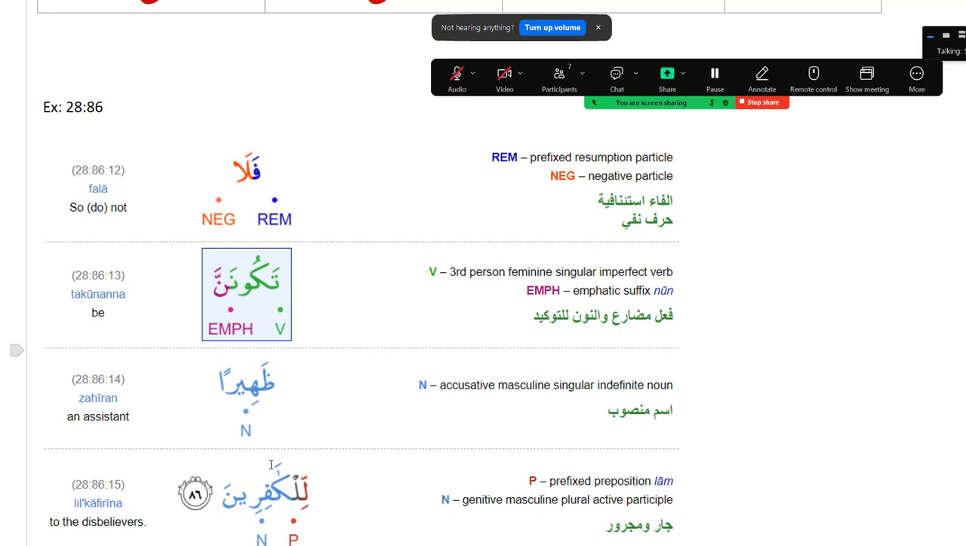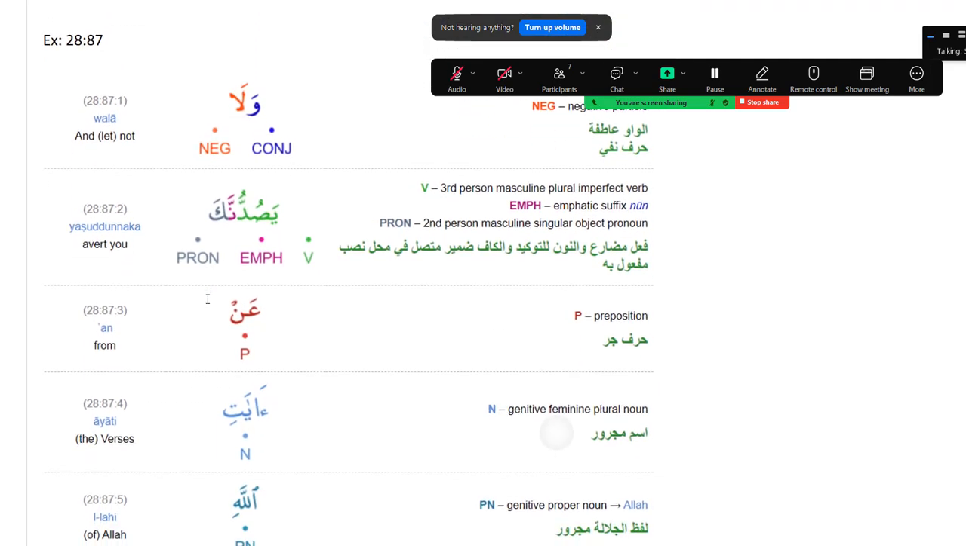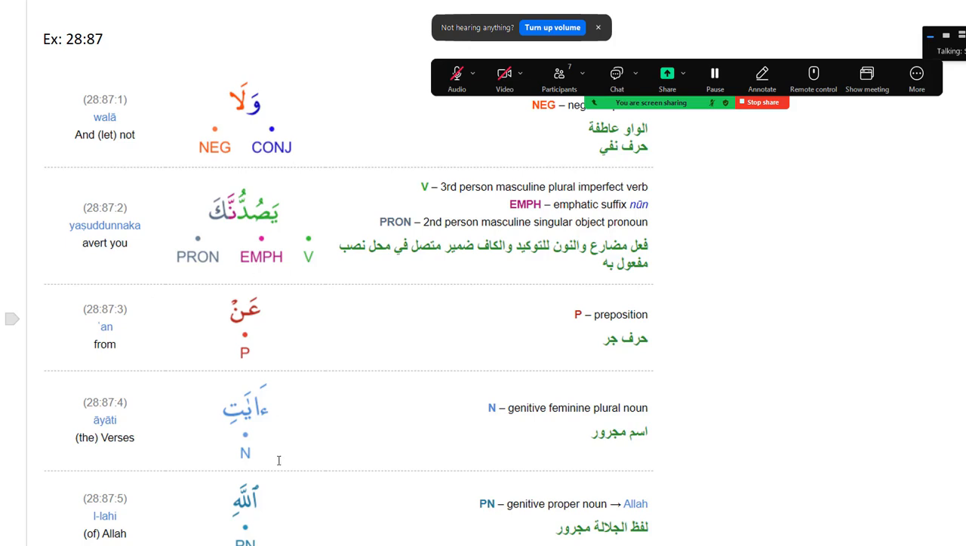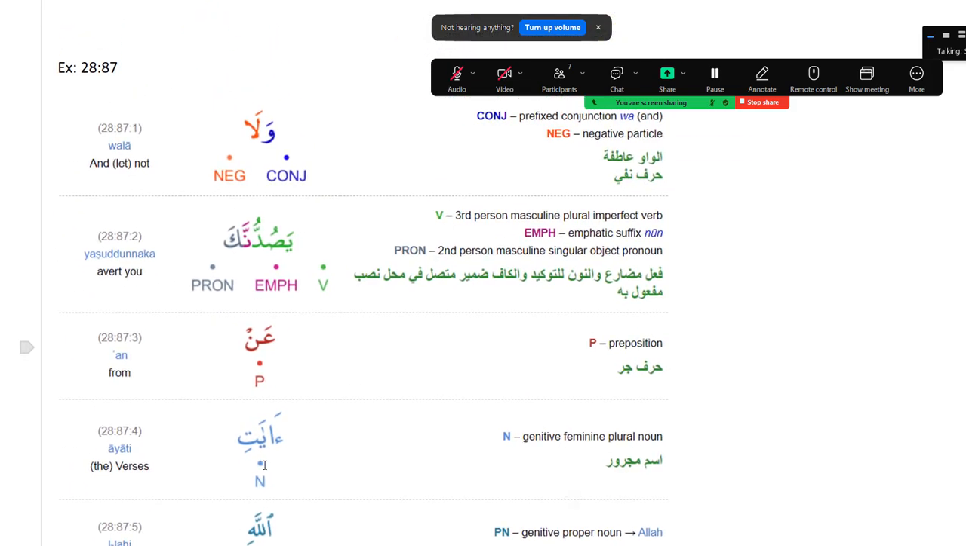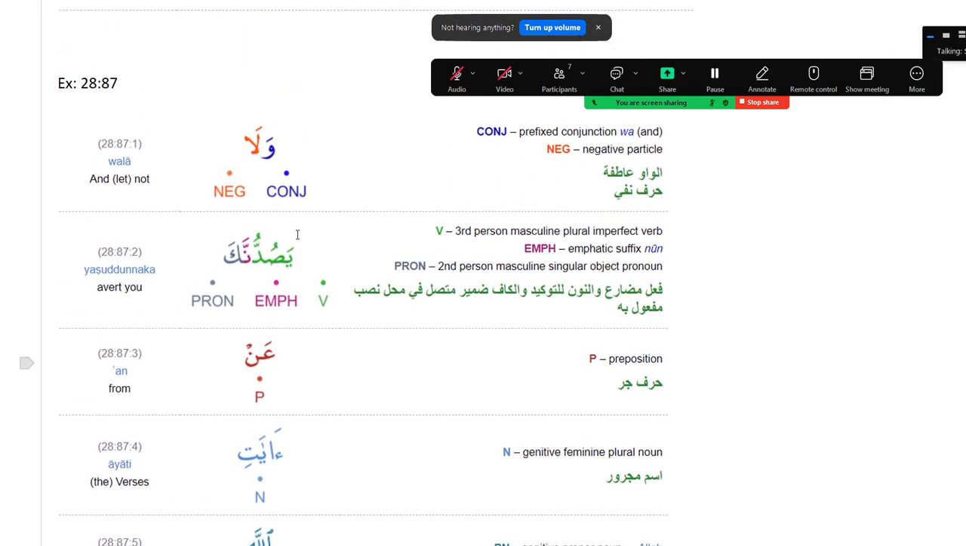وَفَلَا تَكُونَنَّ ظَهِيرًا لِلْكَافِرِينَ. So do not be an assistant to the disbelievers. Takunu was there. But this is third person feminine singular, right? So it becomes takunanna with the noon of emphasis. Takunanna. So this has a lot of emphasis in it. And this was yasudduna. It becomes wala yasuddunnaka an ayatillah, and let not avert you from the verses of Allah. Yasuddunnaka. So this is fi'l mudari with noon tawkeed.